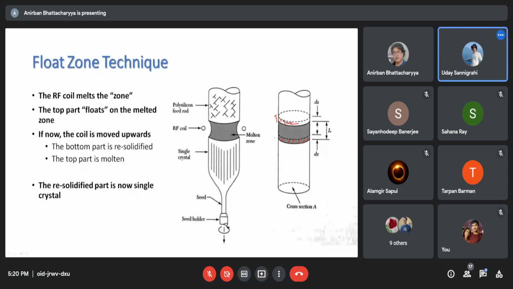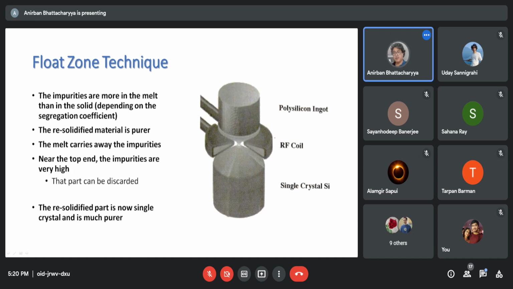So, if you do this and then you move the zone upwards, what are you doing? You are making the bottom part more impurity free, and then we are moving it to the top part. So, the top part of this rod will get progressively richer in impurity, and the bottom part will get progressively purer. Okay. So, this is the whole point.